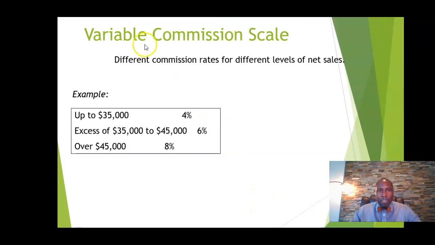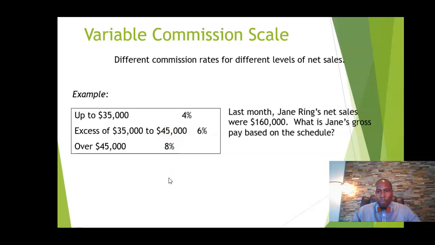Few more. Variable commission sales. So now we're saying commission would be 4% on our sales up to $35,000, 6% on sales between $35,000 to $45,000, and 8% commission on any sales over $45,000. So Jane had net sales of $160,000. What is Jane's gross pay based upon this schedule? Ready to calculate it? Let's go.